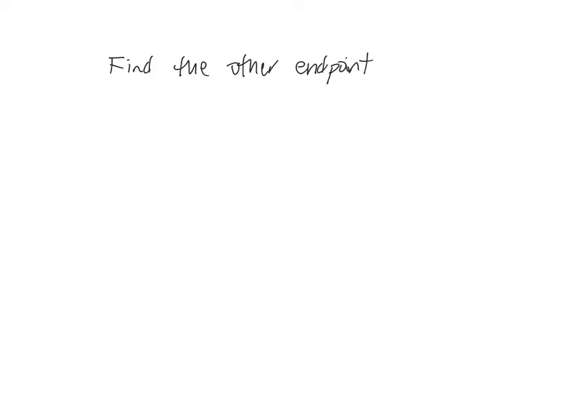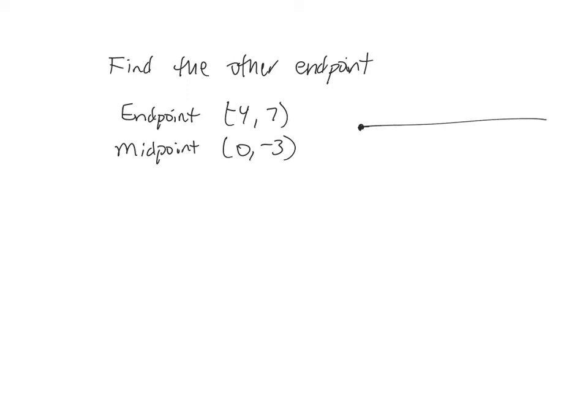So let's say we had an endpoint that was -4, 7, and we had a midpoint that was 0, -3. And the question is going to be, what's the other endpoint? A visual of this would be on a line: here's our endpoint, and here's our midpoint, and what's this one over here?